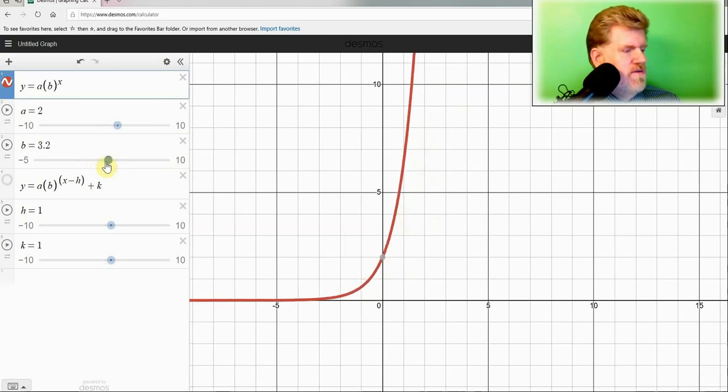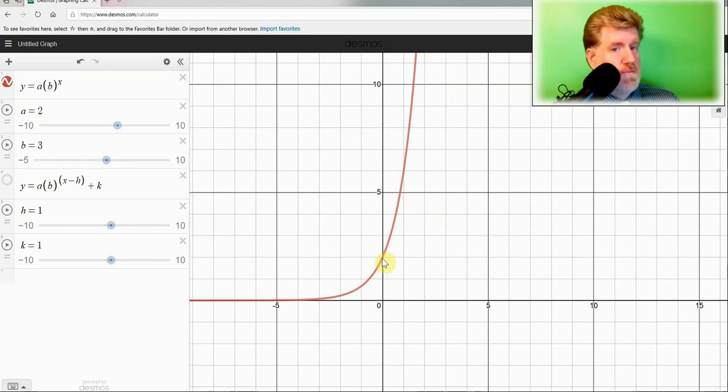Now you can make it 3. It means you triple it. It started at 2. If I triple 2, or multiply it by 3, I get 6. So watch, I went over 1, and now I'm up to 6. Then I multiply it again by 3, 18. Can't even see 18 on the graph. So exponential functions shoot up super fast.